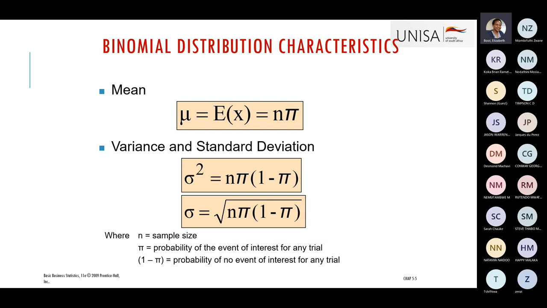With properties of a binomial distribution, you should be able to calculate the mean, the variance and the standard deviation. To calculate the mean of a binomial distribution, we use this formula. The mean is also referred to as the expected value, and it is calculated by using the number of trials times the probability of success, which is n times pi. The variance is the number of trials times the probability of success times the probability of failure, or 1 minus the probability of success, and the standard deviation will be the square root of your variance. It's just taking the square root of your variance.